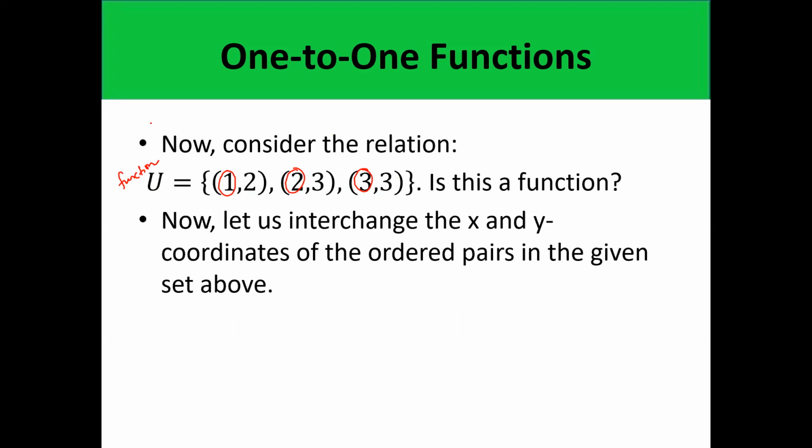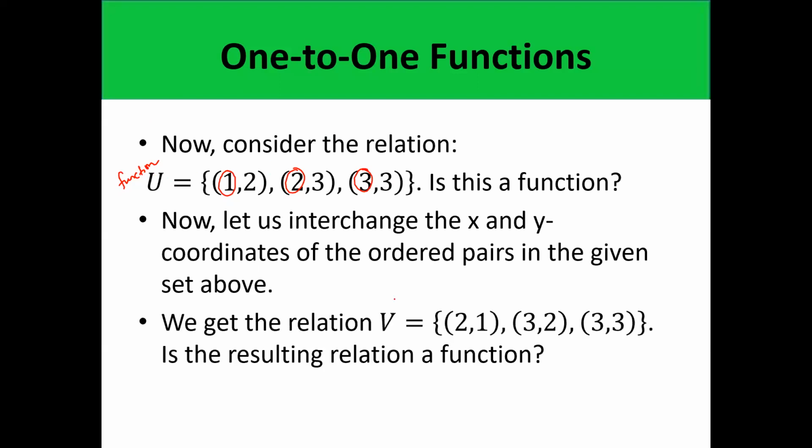Now, if we again interchange the x and the y coordinates of the ordered pairs in this function, we get the relation V with ordered pairs (2, 1), (3, 2), and (3, 3). Is this relation a function? If we notice, the second ordered pair and the third ordered pair have the same x coordinate, which means that V is just a relation. It's not a function.